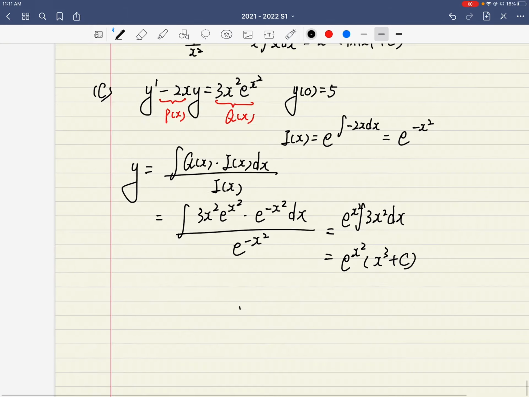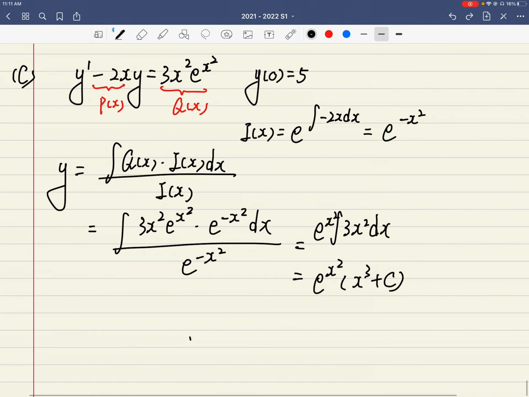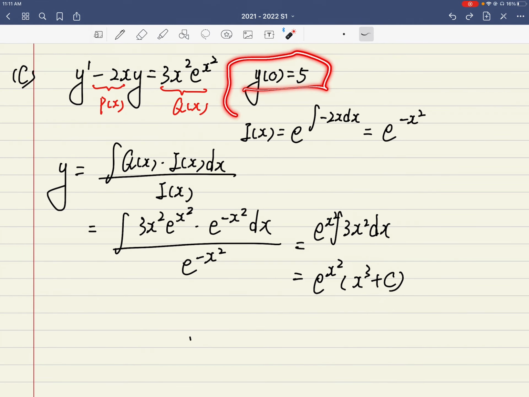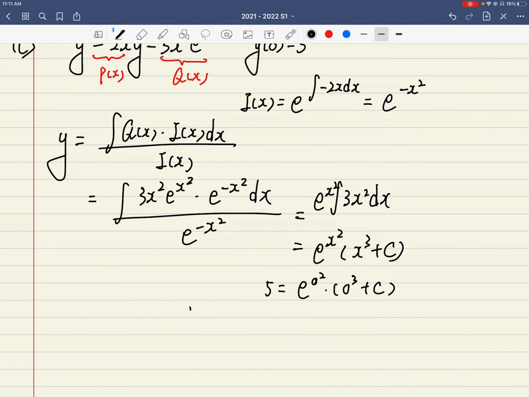Okay, the last part, just use this initial condition, right? When x is 0, y is 5. Just use this piece of initial condition to get the value of c. Which means when x is 0, y is 5. So this is it. So c is 5. Okay, so your answer is y is equal to e to the power of x squared times (x cubed plus 5).